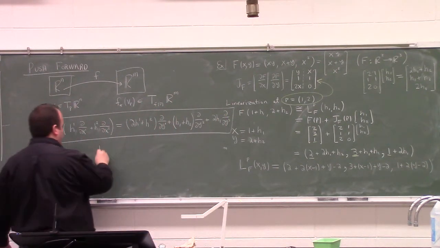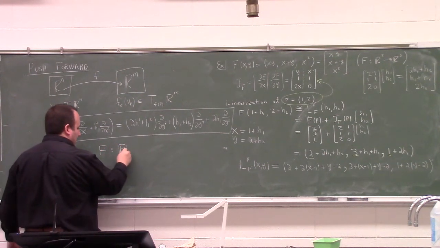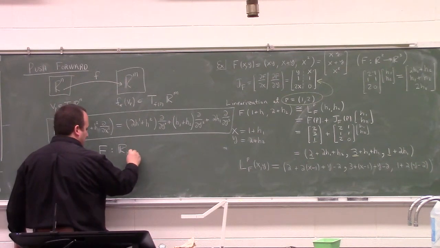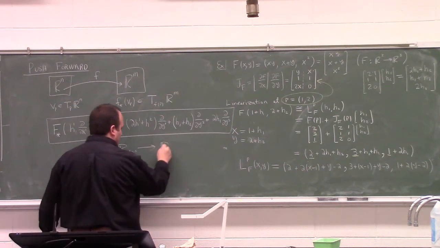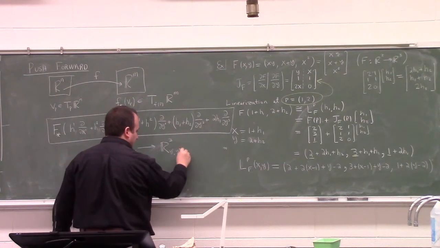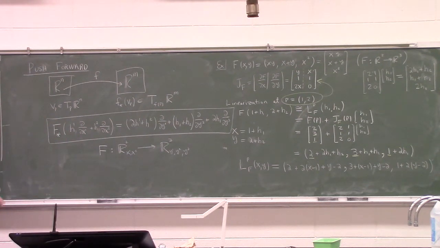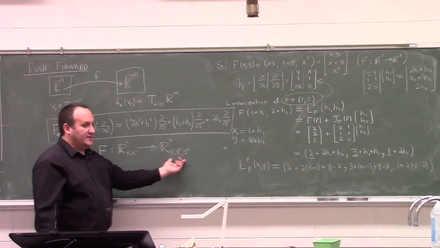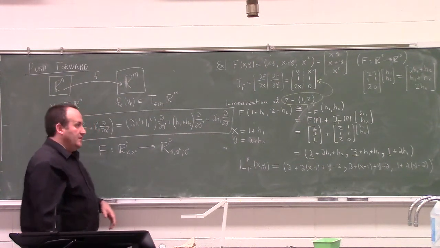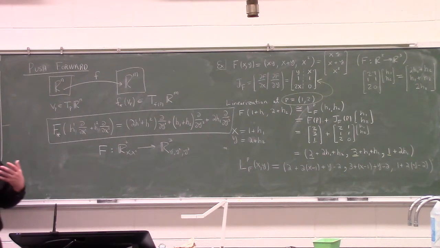And here I'm using the system of notation. F is a mapping from R2 with coordinates x1, x2 to R3 with coordinates y1, y2, y3. Why partial y? Because I'm using y1, y2, y3 for the coordinates in the range. Now, you could do a push forward of the space onto itself. You could do that also.